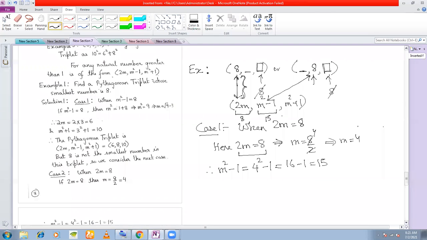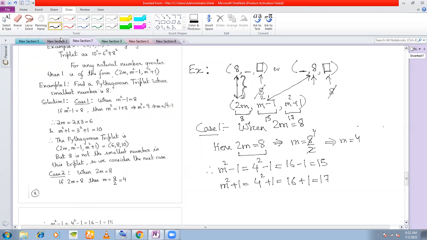So this number, if I have taken this number to be 8, this number turns out to be 15. And what is this number? m square plus 1. 4 square plus 1, 16 plus 1 is equal to 17. This number turns out to be 17.